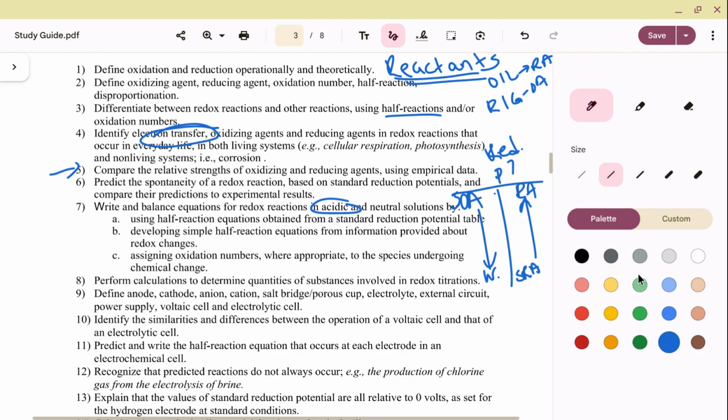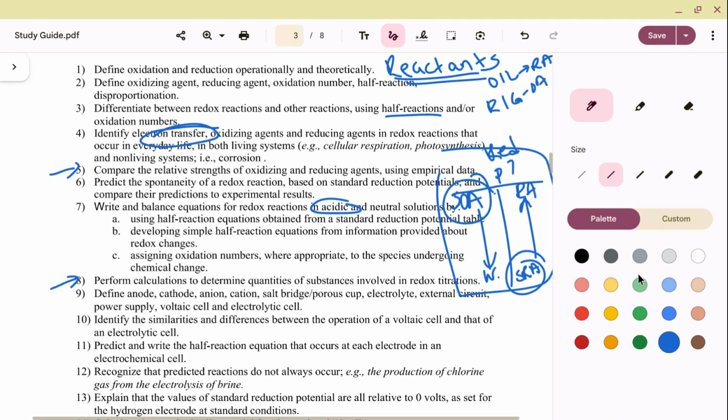Keep on going from here. I'm looking at number 8 now. Perform calculations to determine the substances involved in redox titrations. So for number 8, that's when you want to take a look at what's reacting and then compare it to the table. Pick your strongest OA, react it with your strongest RA. Once you set up and balance out your reaction, then you can do the stoic part, which is just like chemistry 20. So it's just like solution stoic.